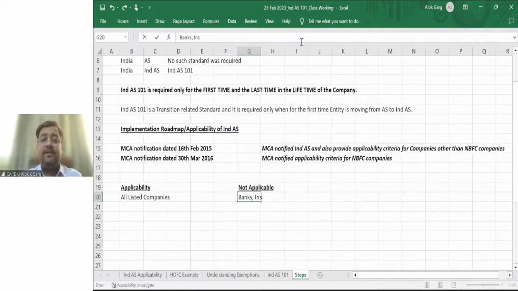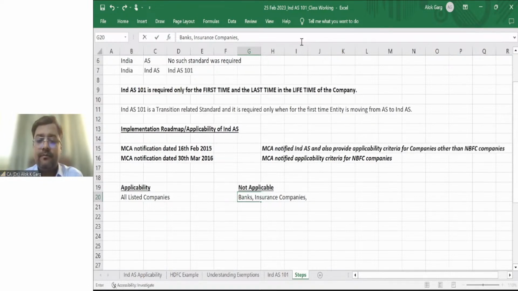Sir, what about insurance companies? HDFC Life Insurance Company Limited, LIC of India is listed this year. Sir, whether Ind AS is applicable on these companies? Ind AS is not applicable on these companies. So on banks, Ind AS is not applicable. On insurance companies, Ind AS is not applicable.